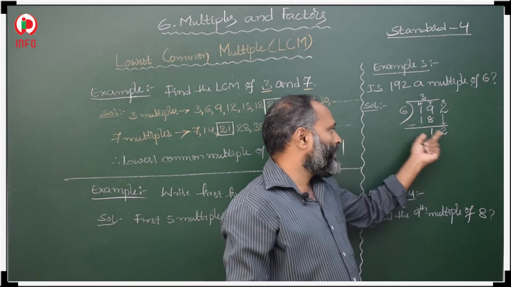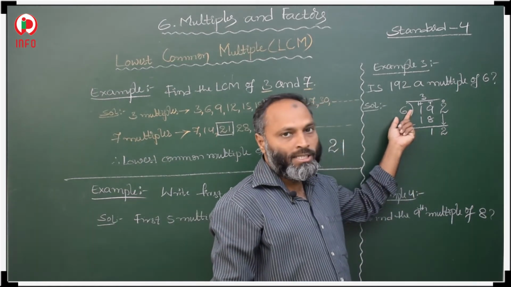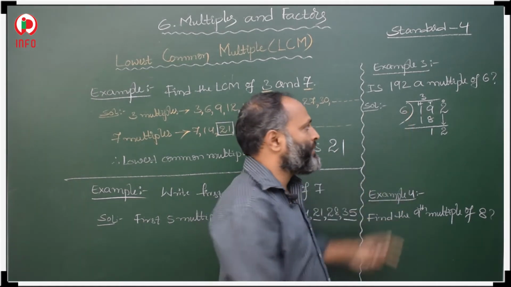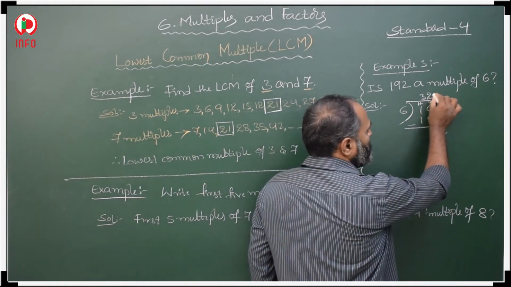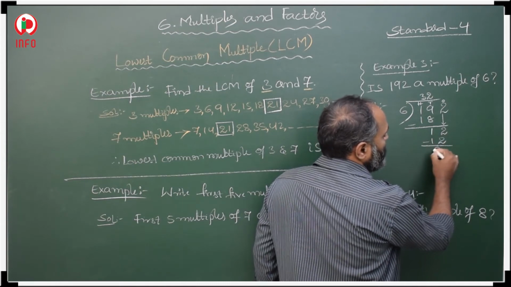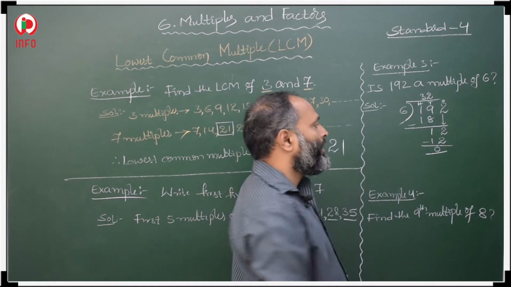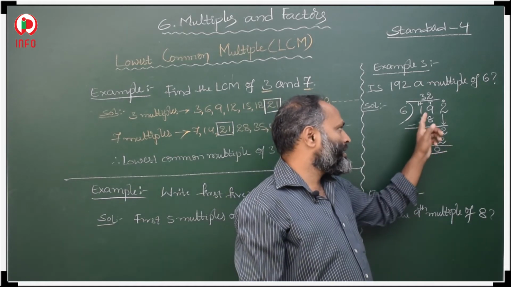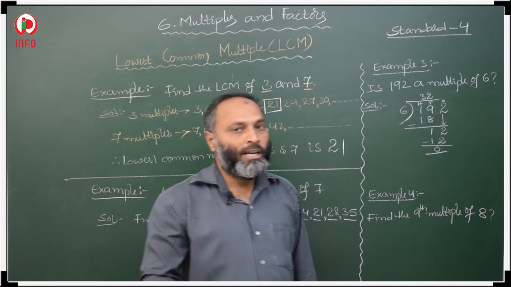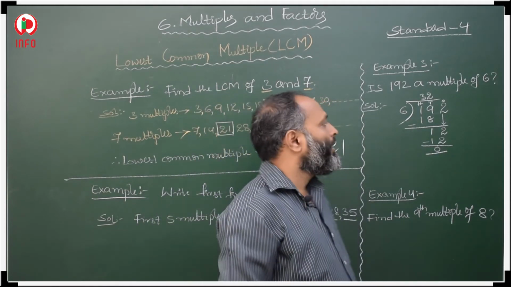Then this 12, when you look for it in the 6 table, read the 6 table again. 6 ones are 6, 6 twos are 12. 12 minus 12, same number minus same number, the remainder is 0. The remainder is 0, which means this number is exactly divided by 6. It means 192 is a multiple of 6.